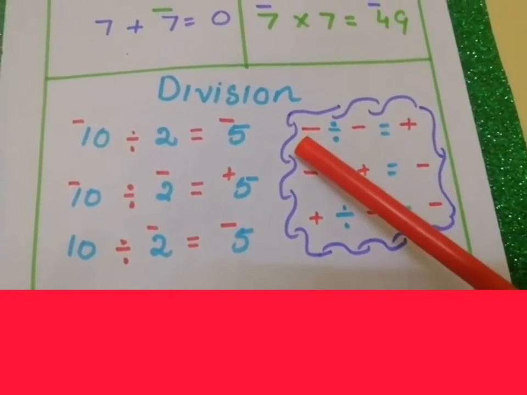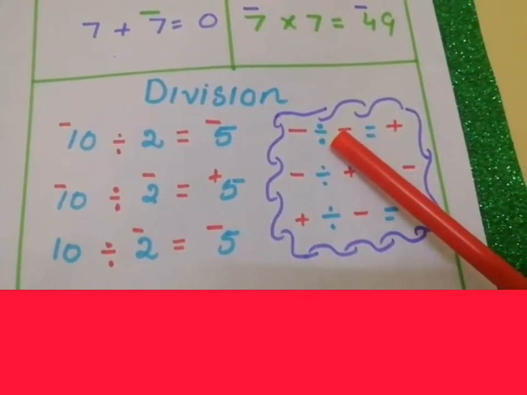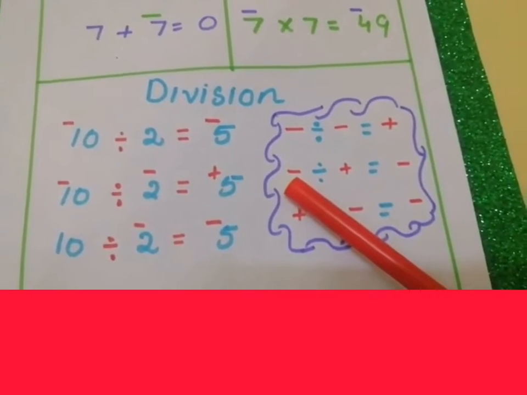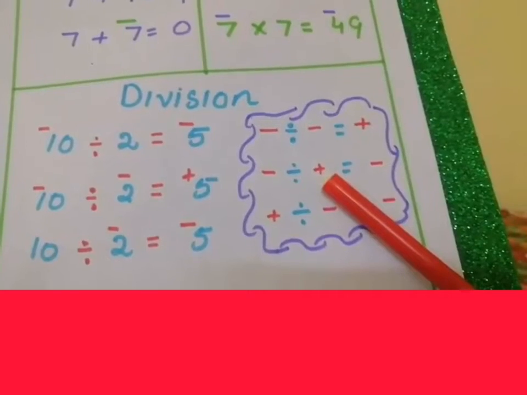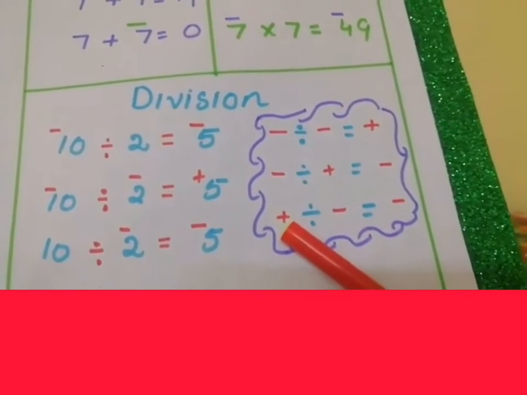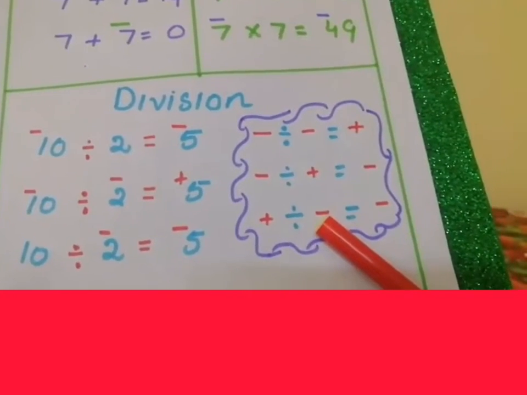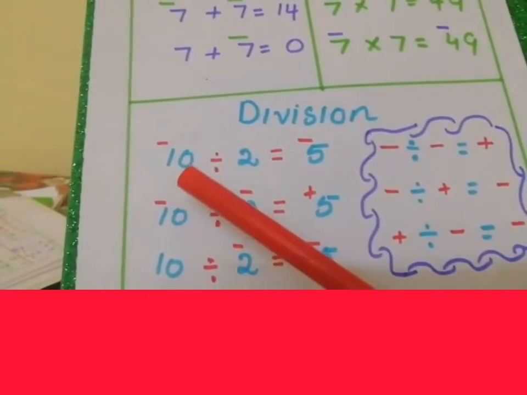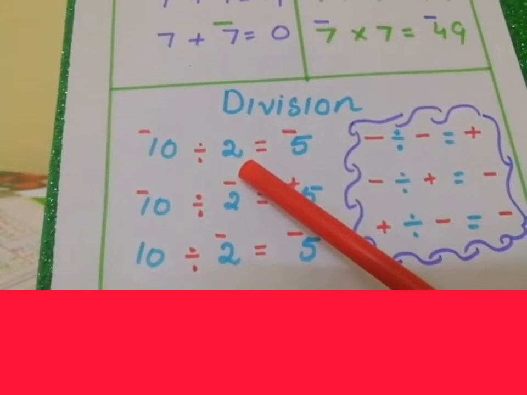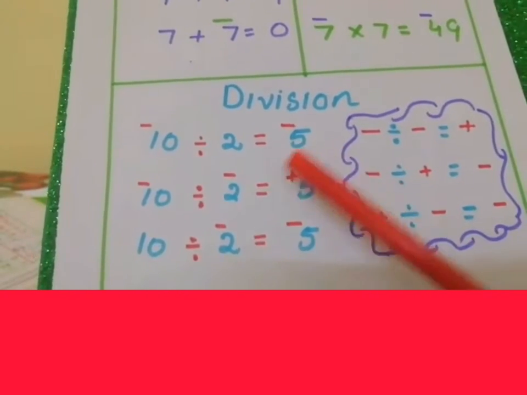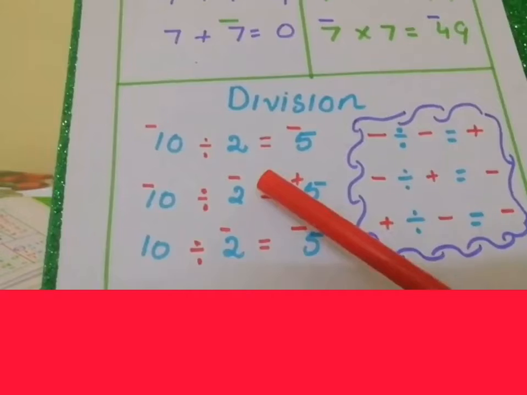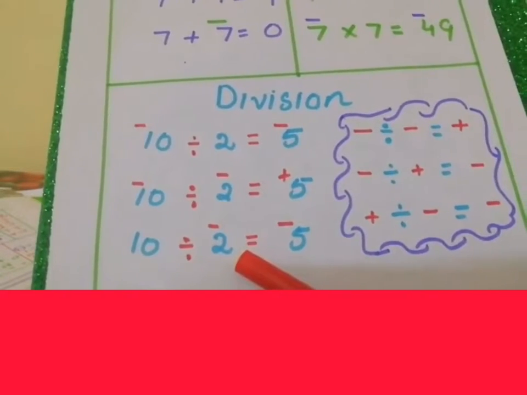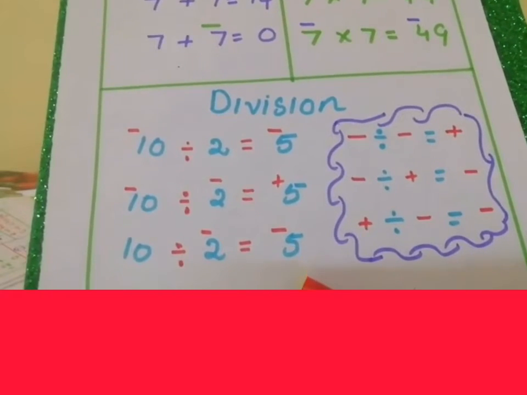That is, if both the numerator and denominator are negative, the answer is positive. And if the numerator is negative and the denominator is positive, or the numerator is positive and the denominator is negative, divide, and the final answer is negative. In this example, negative 10 divided by 2 is equal to negative 5. Negative 10 divided by negative 2 is equal to positive 5. 10 divided by negative 2 is equal to negative 5.